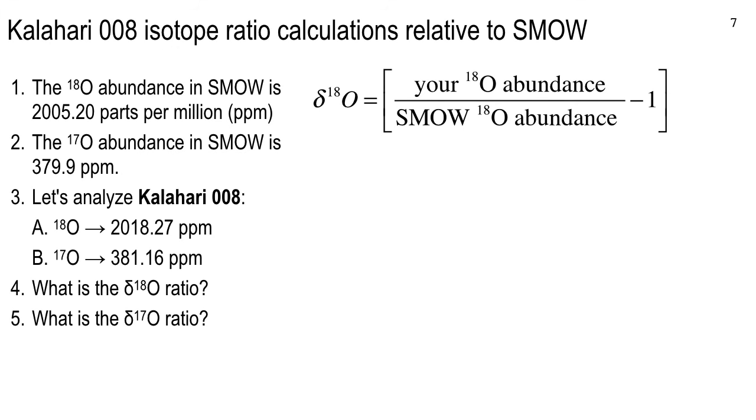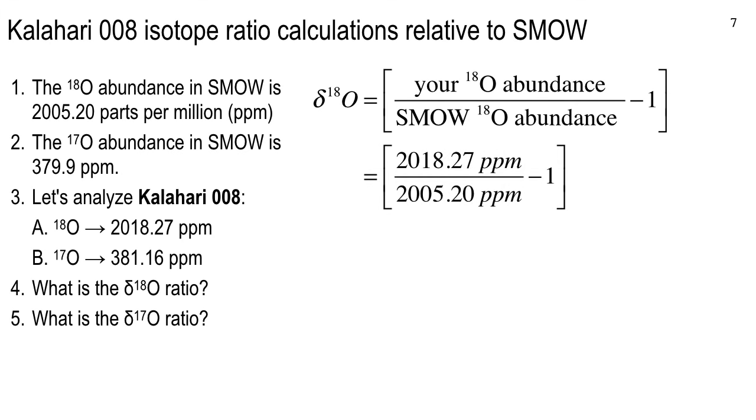So let's do this together. Let's do delta 18, and you're going to calculate delta 17 in a minute here. So let's do another one, and this is a real live meteorite, Kalahari 008. All right, there's my set. I plugged in 2018.27 parts per million. And that's from the lab.